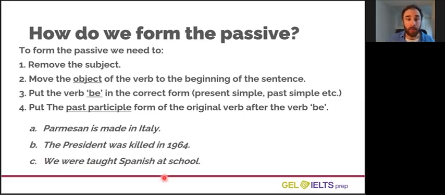Some of you might have written Spanish was taught to us at school. That is also a correct passive sentence because this verb, teach, has 2 objects, teach Spanish and teach us. So there's 2 different passive forms. I think this one is the most logical, though. Well done if you got those correct.